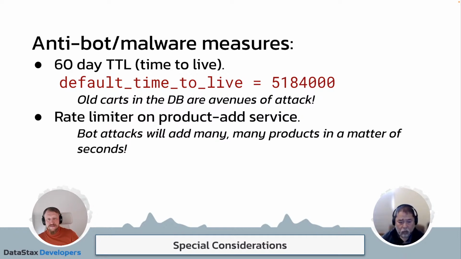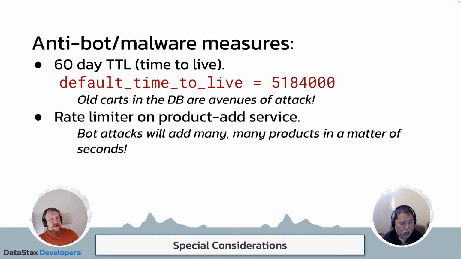Old carts in the database may be a potential attack vector for some nasty competitors. The story is, if items can be spawned in an unlimited way, bots may try to spawn many products for a single item, or bots can spawn many carts. We can counteract them in different ways. We can have a rate limiter on the product add service to avoid overflow with items.